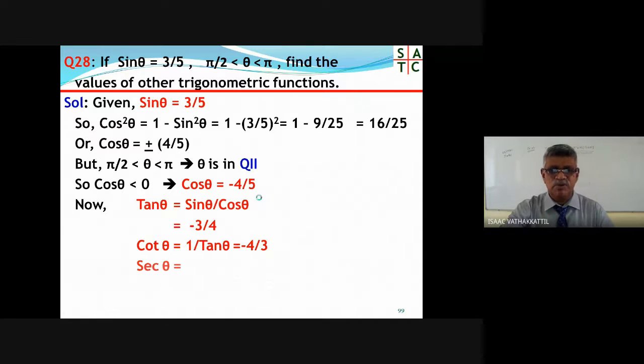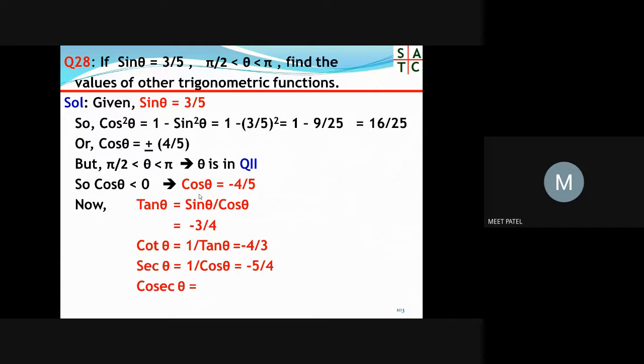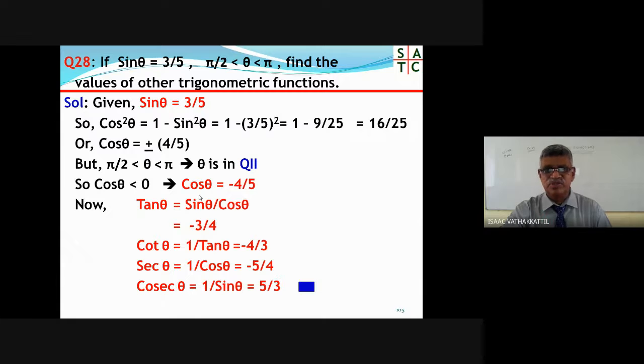Sec theta is the reciprocal of cos theta. That is minus 5 by 4. Right? And cosec theta will be the reciprocal of sin theta, that is 5 by 3.